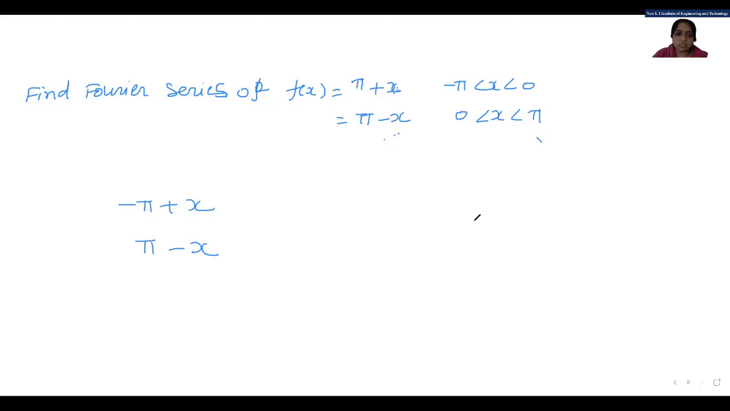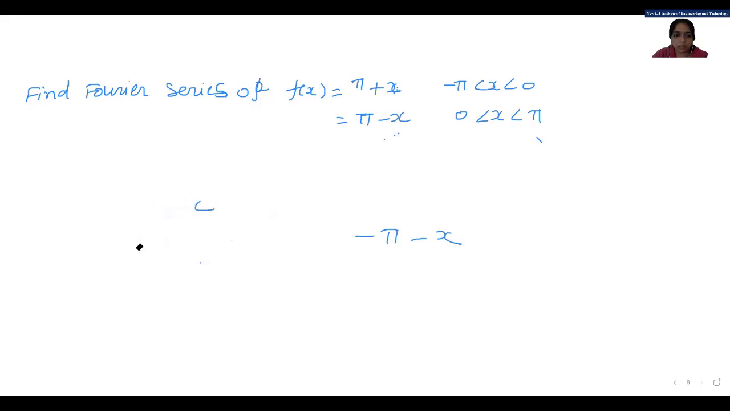Students, if your question is minus pi plus x and here pi minus x, and you replace x by minus x in your first function, then what will you get? You will get minus pi minus x. So both are different. At that time, your function is not an even function.